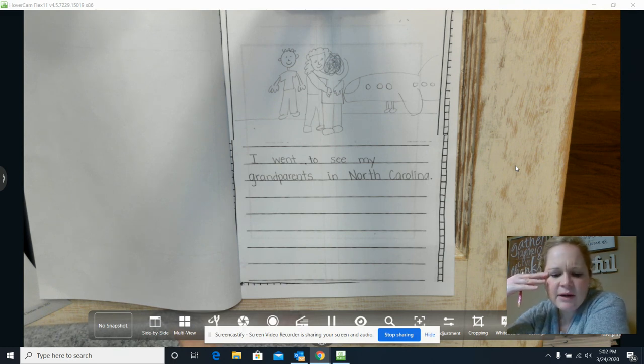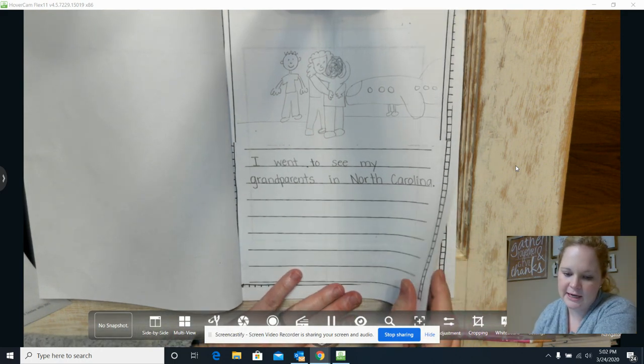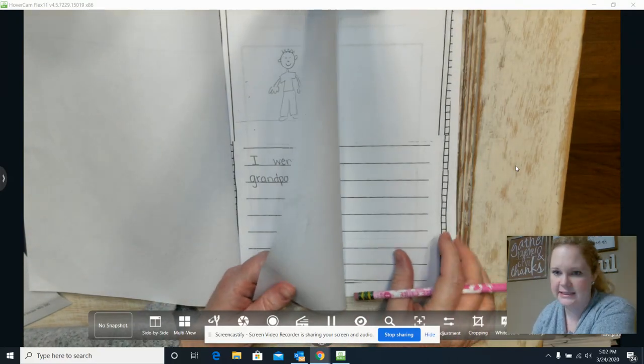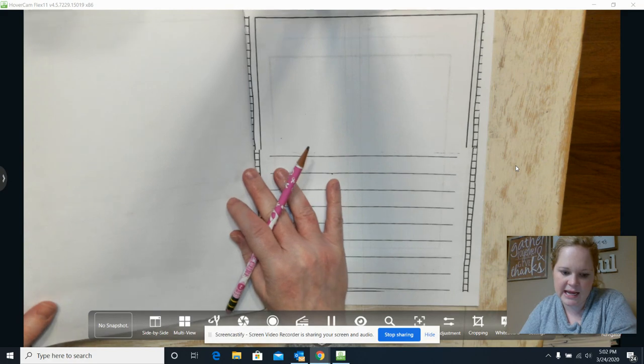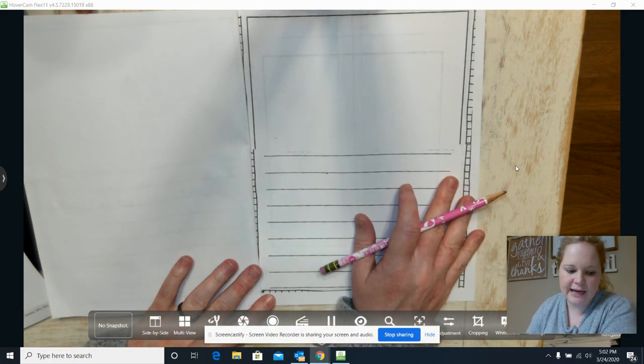So next, I want to write about some of the things I did with my grandparents. So one of the things I really liked doing while I was there was having breakfast with them every morning. So I'm going to write my second page about eating breakfast with my grandparents. I have to be sure that I turn just one page in my book, that I don't accidentally turn too many. I don't want to skip pages. So I'm going to write my next page of my story.